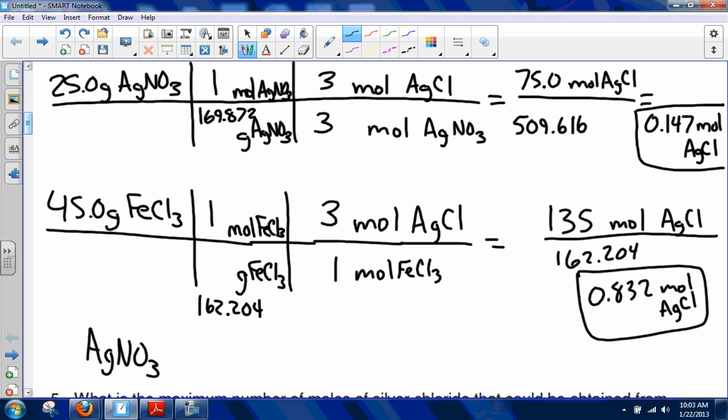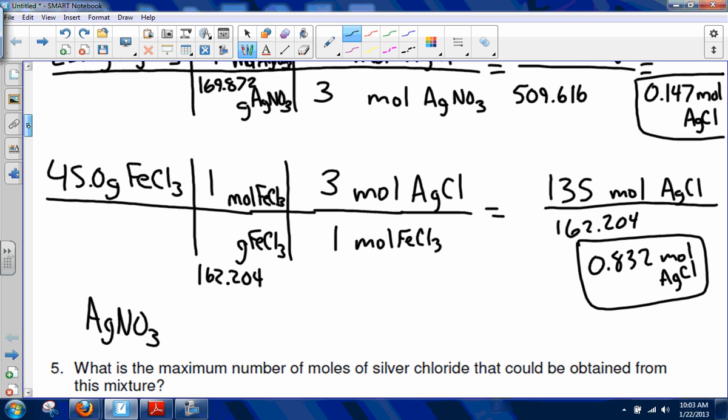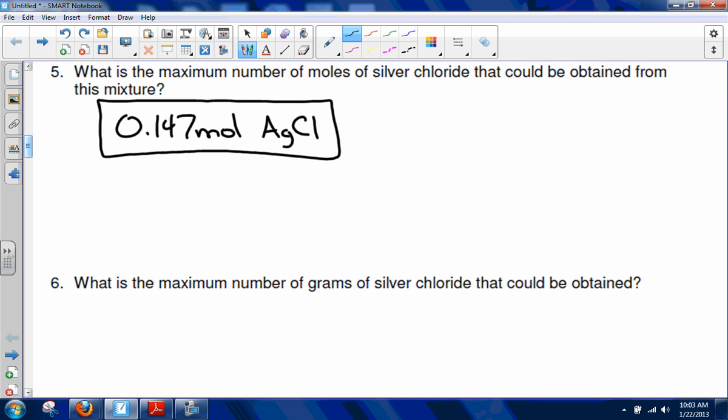What's great about the way we solved it is we already know our answer for the next question. The next question asked how many moles of silver chloride could we produce? So our answer is 0.147 moles of silver chloride. Do you have any questions so far?